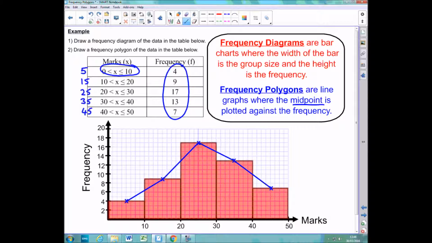Okay, so like I said, these usually come up quite early on in the paper, so try not to get confused between these and the higher level histograms and cumulative frequency. Okay, have a go at some exam questions, and good luck!